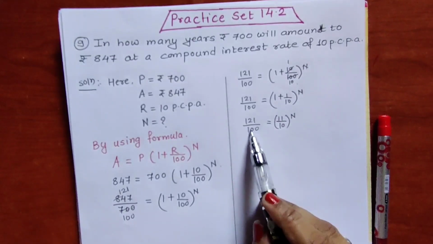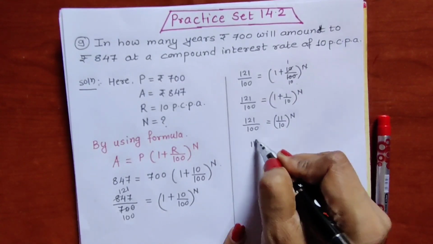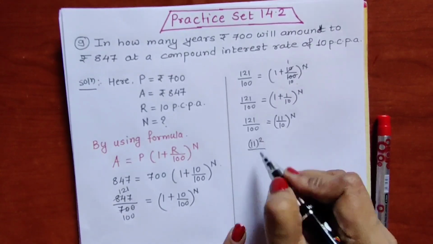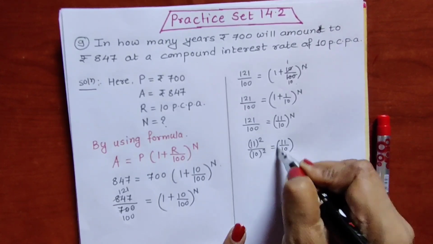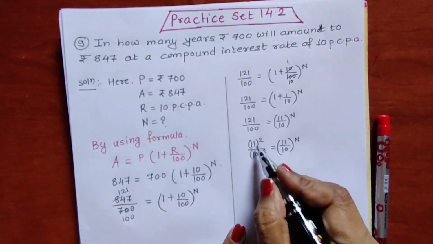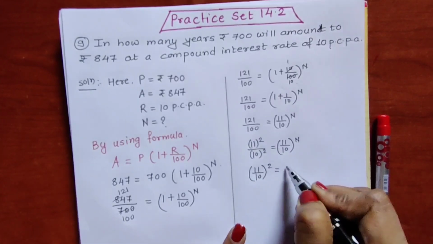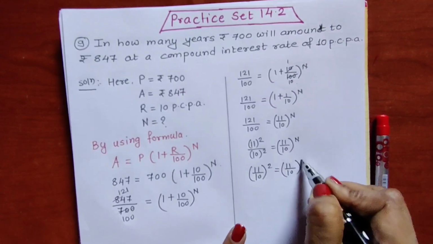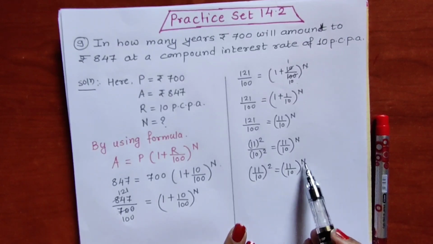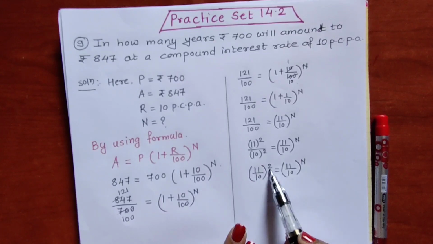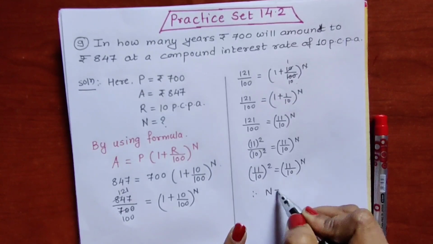Now see children, this 121 is the square of 11. So 11 square is 121 and 100 is the square of 10. So 10 square is 100 is equal to 11 upon 10 raised to n. We can write combined because both the numbers are having square. So 11 upon 10 square is equal to 11 upon 10 raised to n. So both the sides, what we can see, 11 upon 10, 11 upon 10 is there. Here square is there, here n is there. That means n value is 2. From this what we can write, n value is 2. Therefore, n is equal to 2.